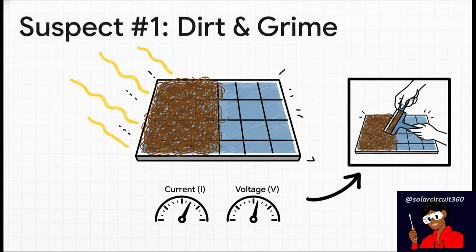Our first suspect, and honestly the most common one, is just plain old dirt and grime. When you get a layer of dust, pollen, or bird droppings on your panels, it's like putting sunglasses on them. It just blocks the sunlight. This chokes off the flow of electrons, which means your current drops. Your voltage, though, usually stays pretty normal. The quick test for this is super easy. Just clean off a small section of one panel. If your power output jumps up right away, well, you found your culprit.